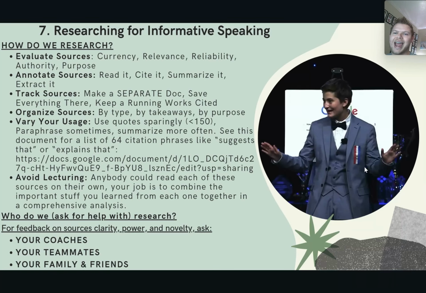You also want to vary how you use your sources. You can't use more than 150 quoted words, and honestly, direct quotes aren't even all that common at all. You most often want to paraphrase your sources and summarize your sources. So paraphrasing is when you basically take exactly what they've said, but you change the words around a little bit, whereas summarizing is, again, creating a basic explanation of what you gained from the reading. And that is the best way to use your sources.